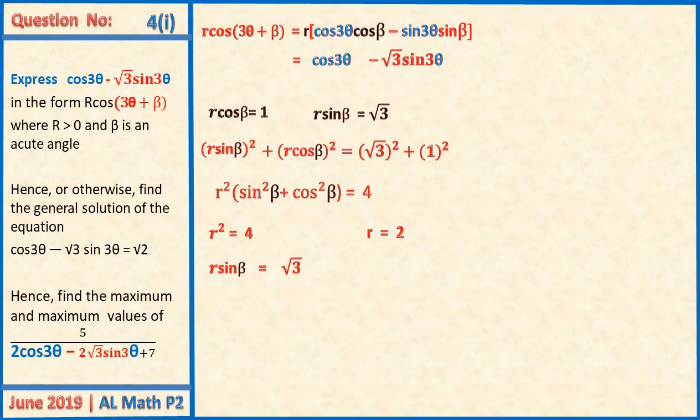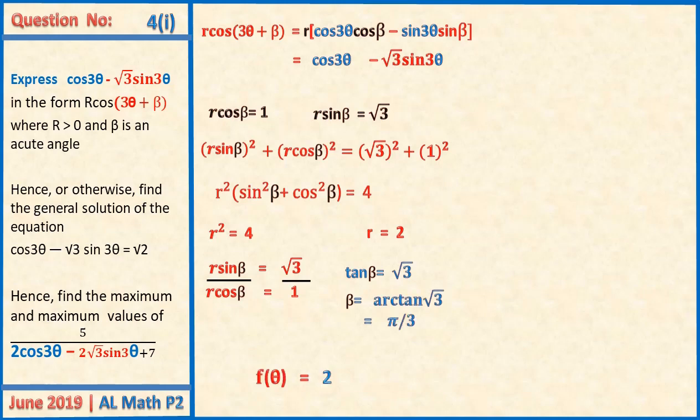Now dividing the two equations, that is r sin beta equals root 3 by r cos beta equals 1, we obtain tan beta equals root 3. And beta equals arc tan of root 3, which is equal to pi on 3. So f of theta here now becomes 2 cos of 3 theta plus pi on 3. We have expressed it in the form r cos of 3 theta plus beta.